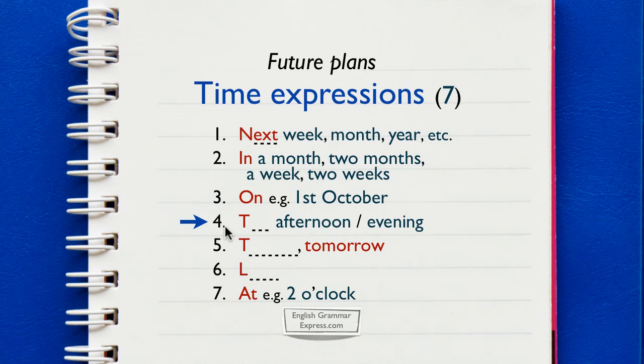Number 4, this time expression for future plans, where we have afternoon, evening, is this. We could also have year or century even. And number 5, this is tonight or tomorrow. The 6th expression for future plans is simply later. And number 7 is at 2 o'clock, when we're talking about 2 o'clock in the future.